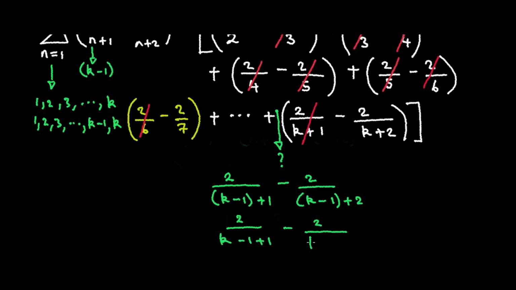If we evaluate this, it is 2 over k minus 1 plus 1 subtracting 2 over k minus 1 plus 2, which gives us 2 over k, since minus 1 plus 1 is 0, subtracting 2 over k plus 1, since minus 1 plus 2 is plus 1. So this is the second last term. Then if you look closely, the 2 over k plus 1 is going to cancel with minus 2 over k plus 1, like this. So we have proven that even this term is going to be cancelled, but the last term remains, not cancelled.